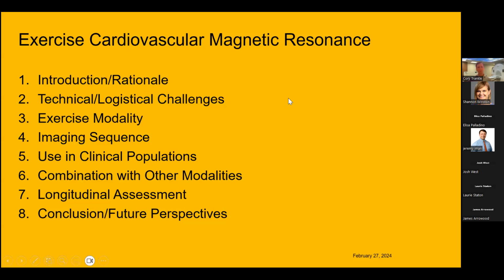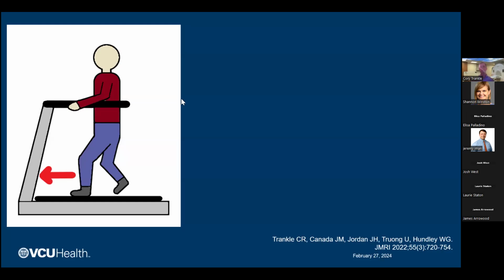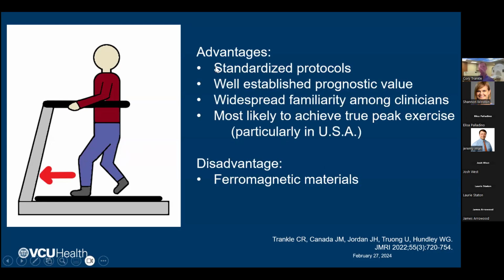So that being said, what different exercise modalities are possible in the MR environment with those constraints? Well, the first is just treadmill, which is what we're most familiar with, at least in America. The advantages of treadmills are that we have very standardized protocols, whether they be Bruce or modified Bruce or ramping protocols. We know if you walk 7 minutes on a Bruce protocol in America or Europe or Asia or wherever you are, we know what that means.